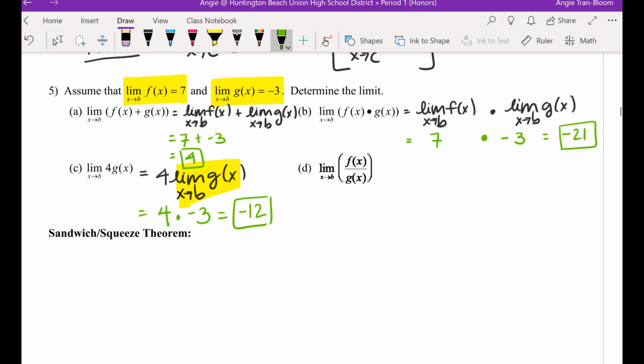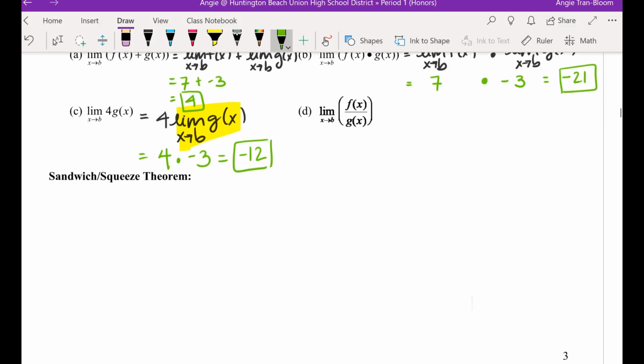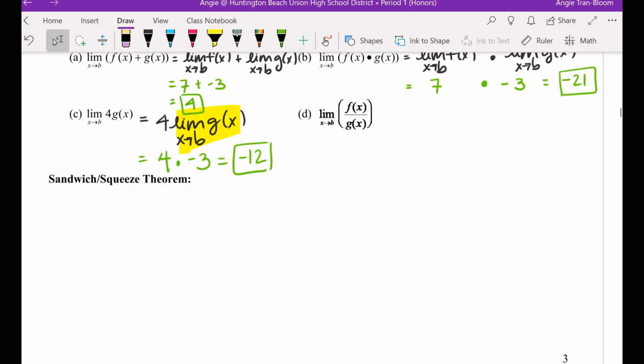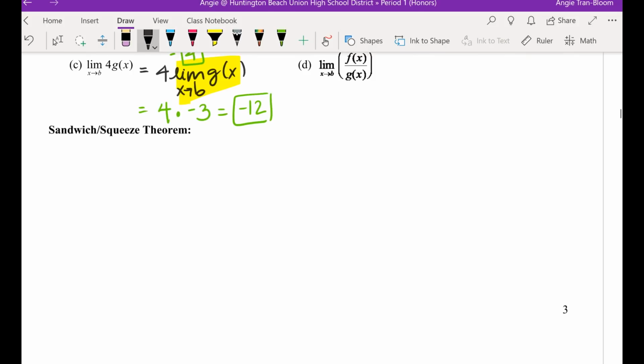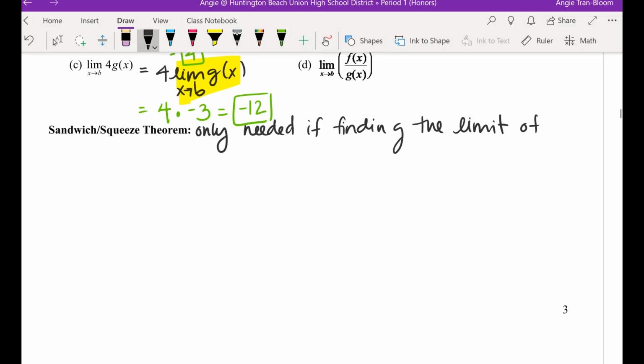Okay. Our next theorem is called the sandwich theorem, or some books call it the squeeze theorem. And this theorem is only needed if you're finding the limit of a function that oscillates.